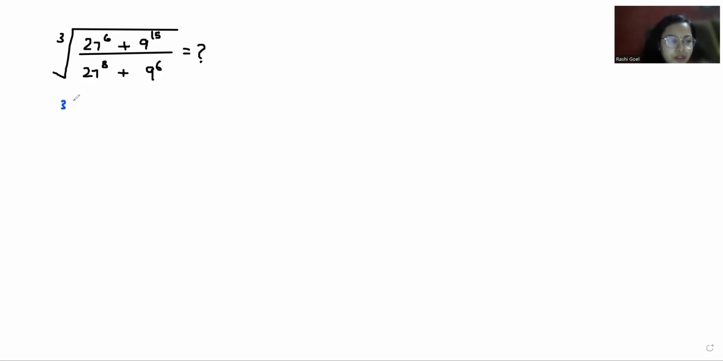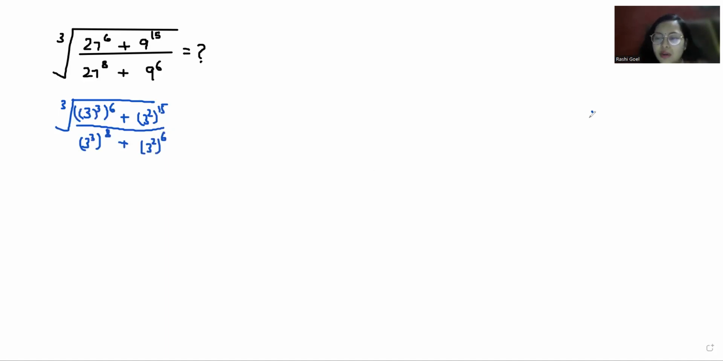So let's simplify. Cube root of 27, we know that it is a cube of 3. So (3 cube) whole power 6 plus, similarly, 9 as (3 square) whole power 15, by (3 cube) whole power 8 plus (3 square) whole power 6.